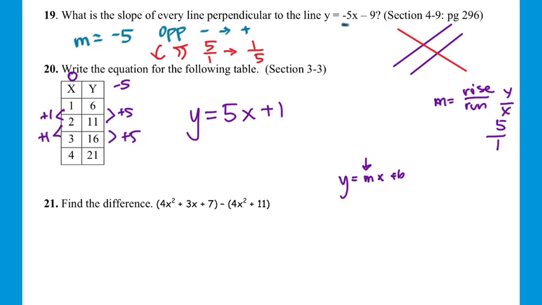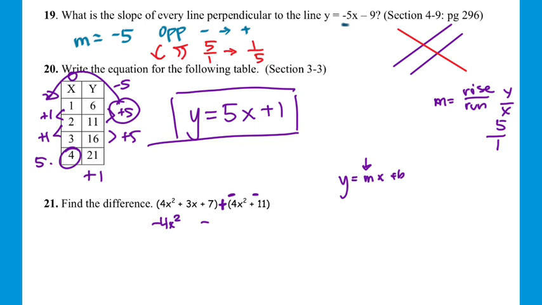So if I do 5 times x, I get 5. How do I get to 6? Well, I have to add 1. I can also choose to just find the y-intercept, so I would go 1 more step down. If I did that, I would subtract 5 and I would get 1, right? But either way, I know that this rule has to work for all of these different scenarios. So even if I look at 5 times 4 is 20, plus 1 is 21, so I know it's right. So always check your solutions, right?